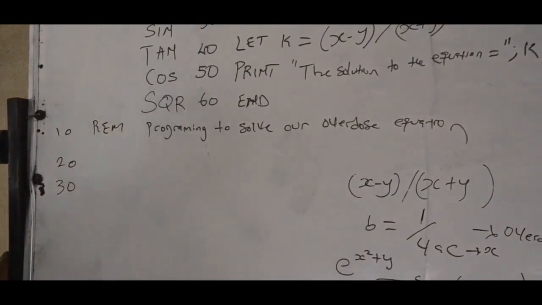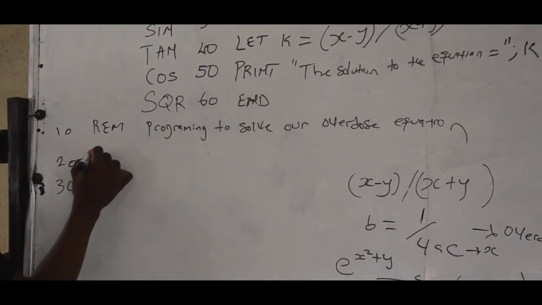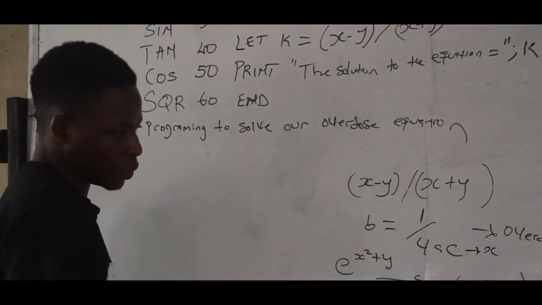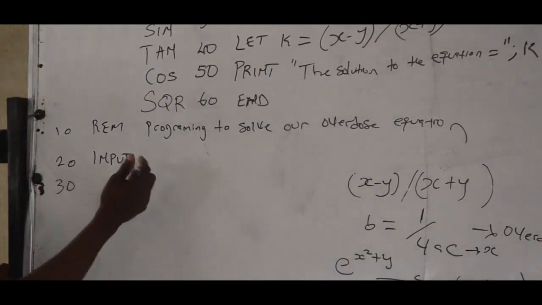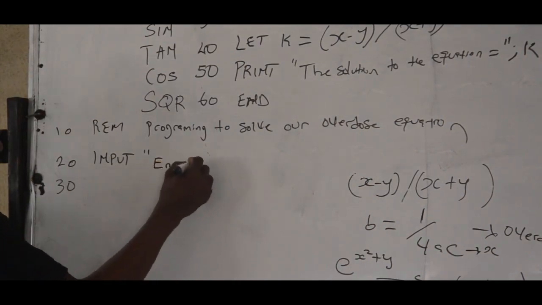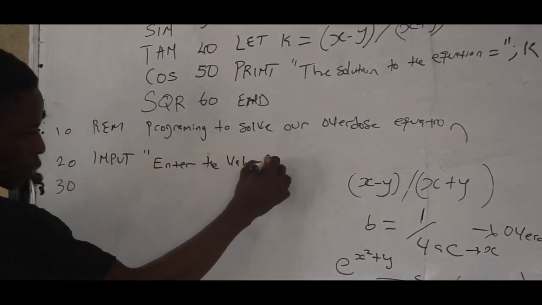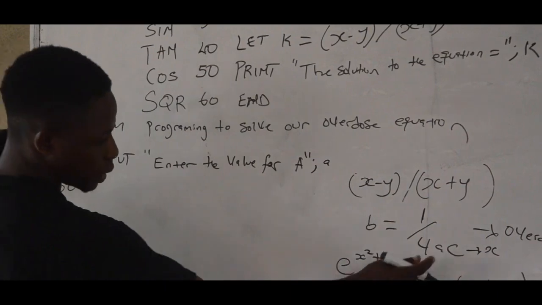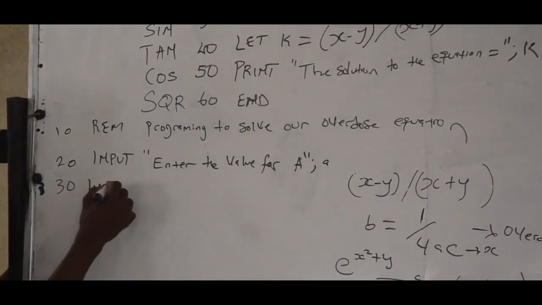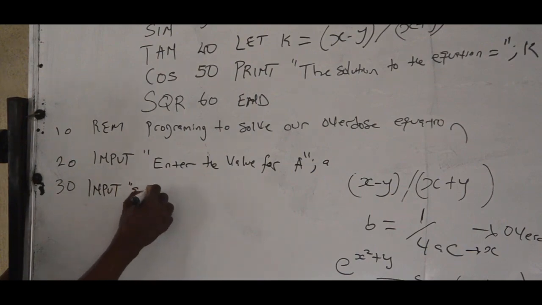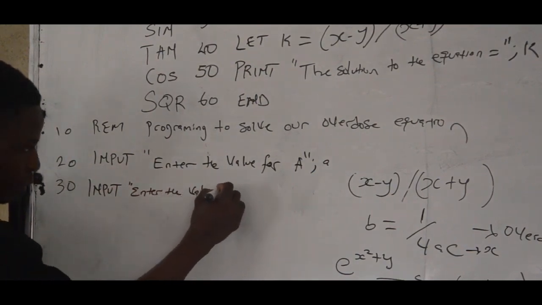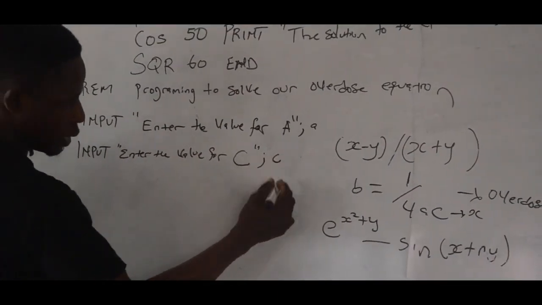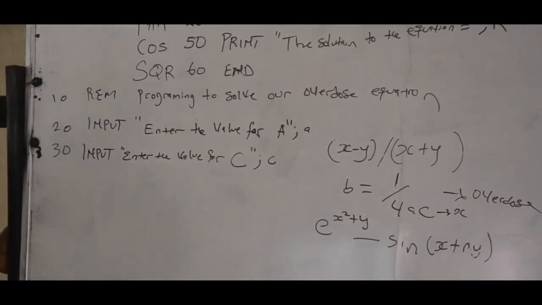So now, continue. What do we need? We need to input our A and C. Because they did not give us the values of A and C, and we ourselves do not know them, we have to collect them from the user. So we have to tell the user, input, enter the value for A first. Then you close your string and bring in the small letter A. Then you can say input again, enter the value for C, put your string, and put your C here. So now we have collected the two variables that we needed.